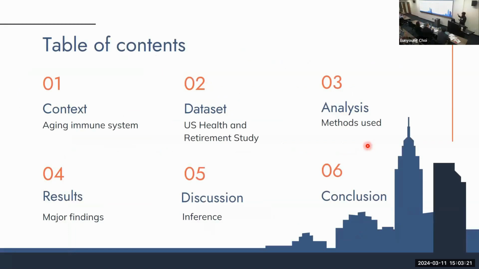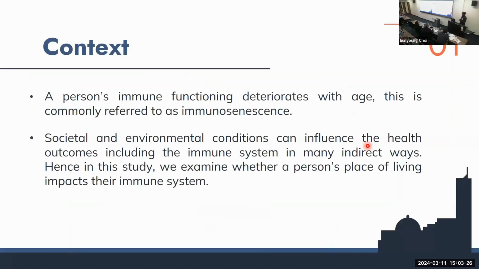This is pretty much the content of what we are going to see in this presentation. The context behind this topic is that as we age, the capability of our immune system to function properly declines. This age-related deterioration in the immune system is known as immunosenescence.